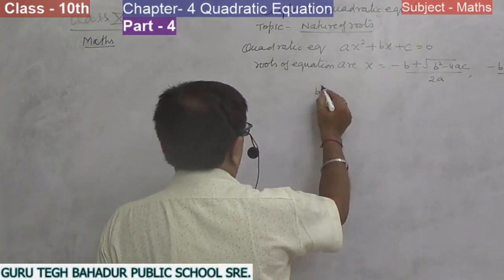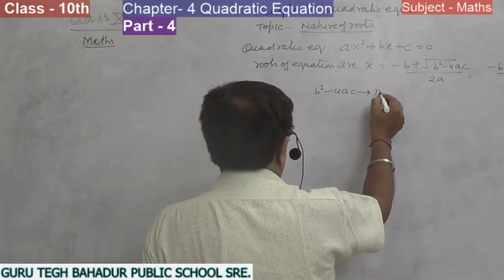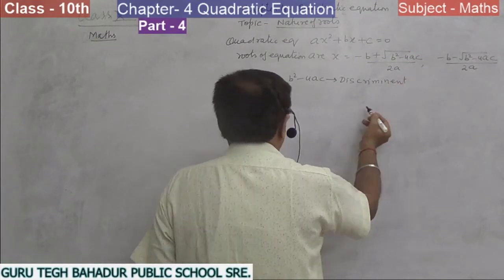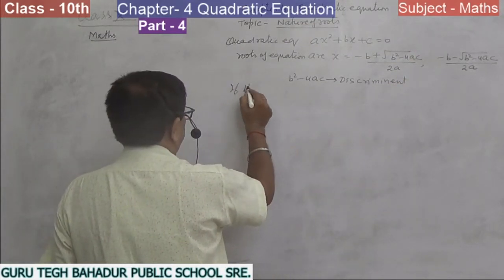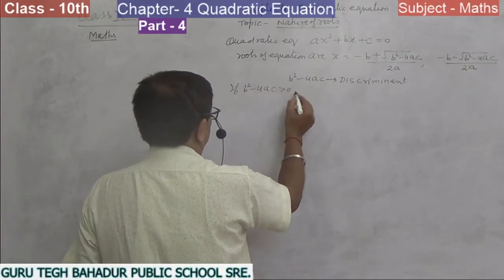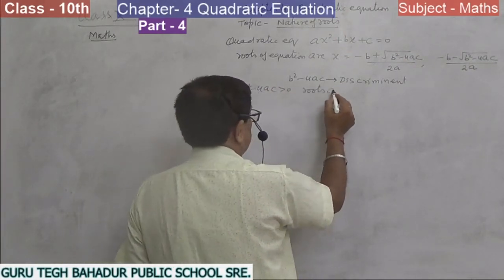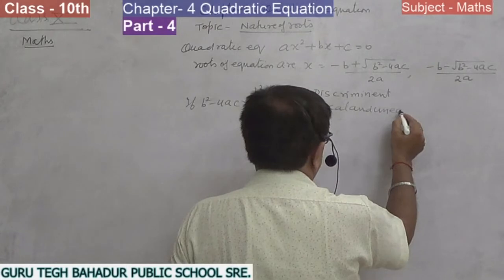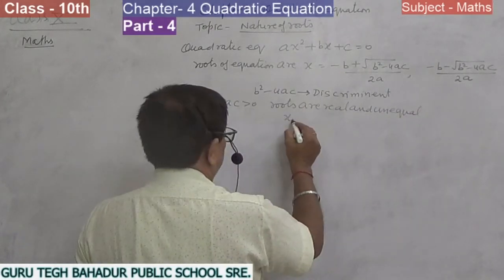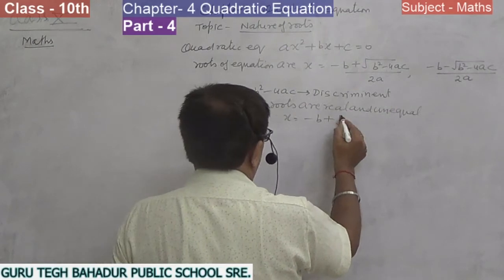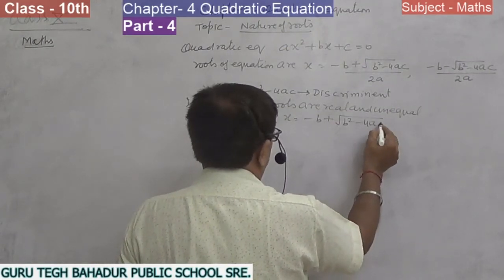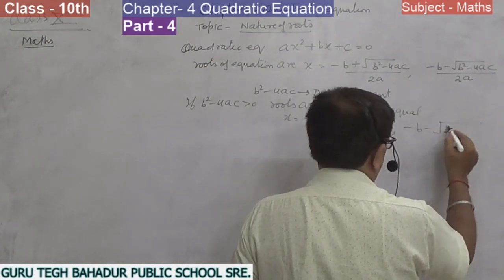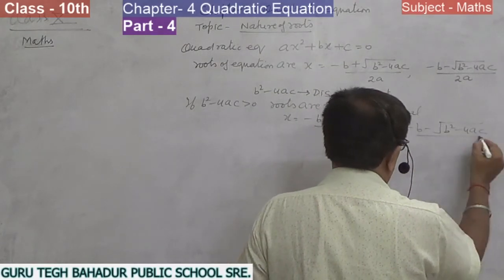b square minus 4ac, it is called discriminant. If b square minus 4ac is greater than 0, roots are real and unequal. The roots will be x is equal to minus b plus root of b square minus 4ac upon 2a and minus b minus root of b square minus 4ac upon 2a.